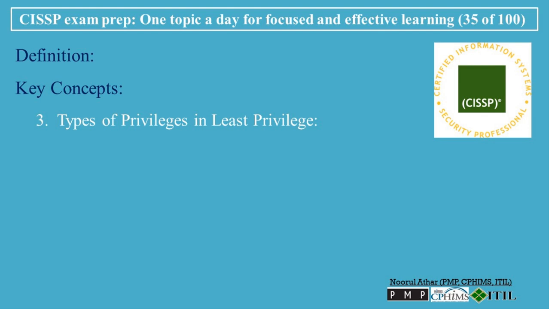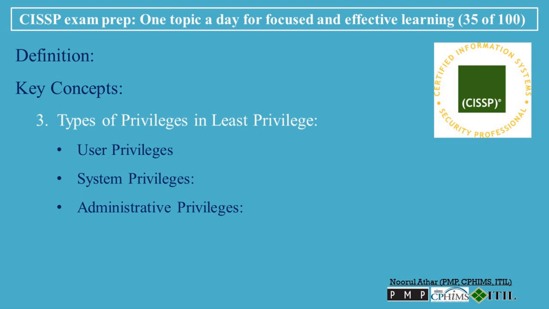3. Types of privileges in least privilege. User privileges: rights granted to individual users, such as the ability to read, write, or execute files or access specific applications or databases. System privileges: privileges assigned to systems, processes, or services that allow them to interact with resources, such as file systems or network interfaces. Administrative privileges: high-level access that allows users to make system-wide changes, such as installing software, managing users, or changing configurations. These privileges should be tightly controlled and only given when absolutely necessary.